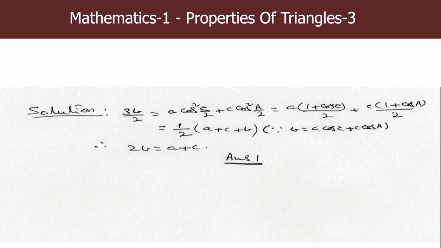So, the answer is half of a plus b plus c, that is equal to, sorry, this is equal to 3b by 2. So, therefore, 2b is equal to a plus c. That means a, b, c are in arithmetic progression. So, the correct answer is option number 1.